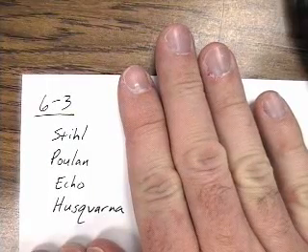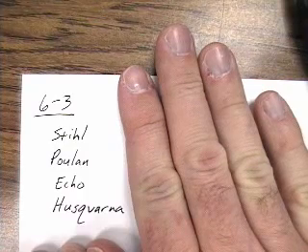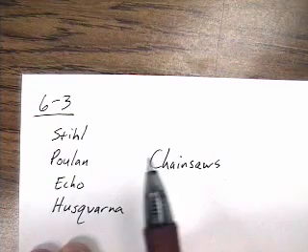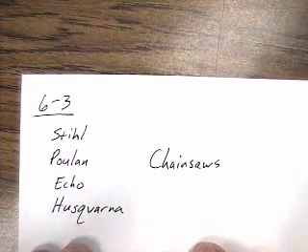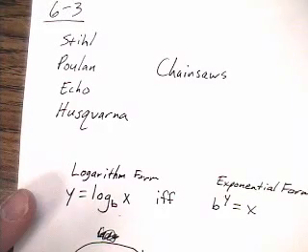Alright, what do Stihl, Poulan, Echo, and Husqvarna all have in common? That's right, they're all brands of chainsaws. And what do chainsaws have to do with mathematics? Logs. That's right. 6-3 is about logarithms.